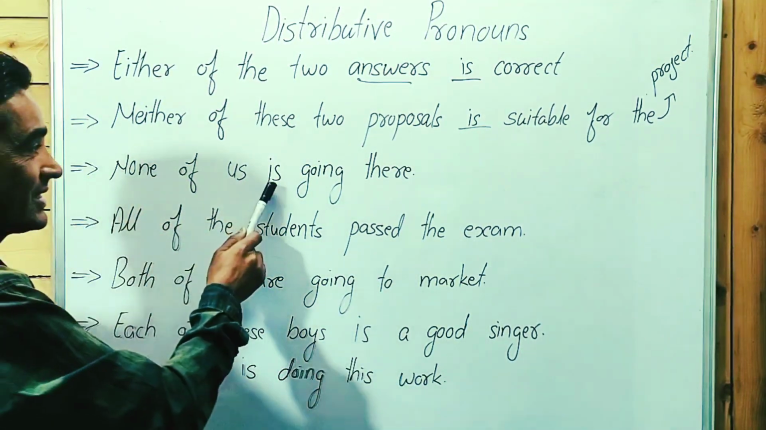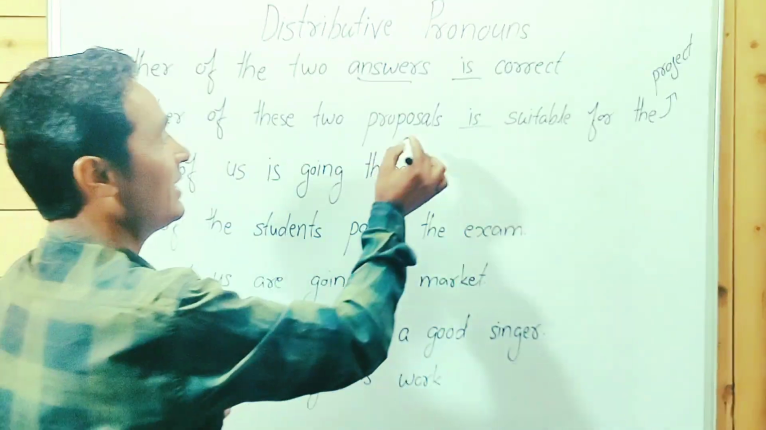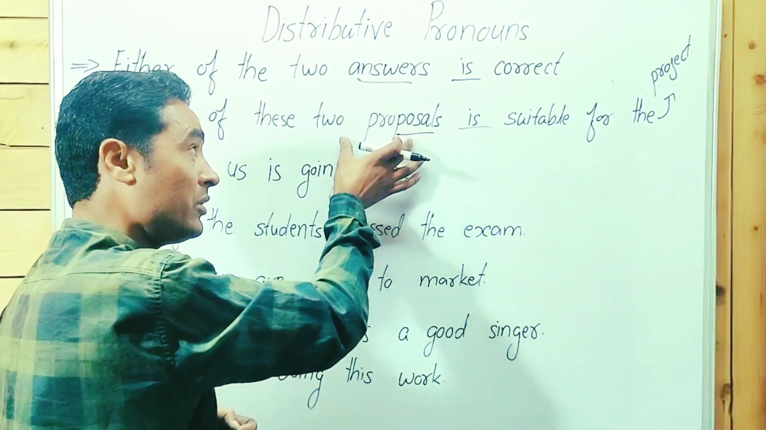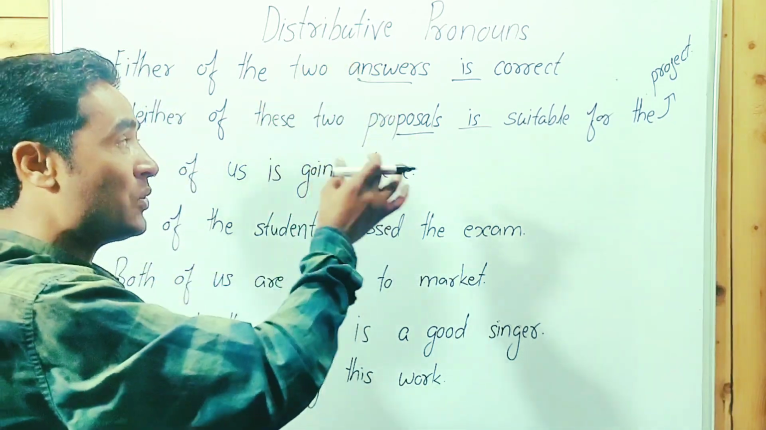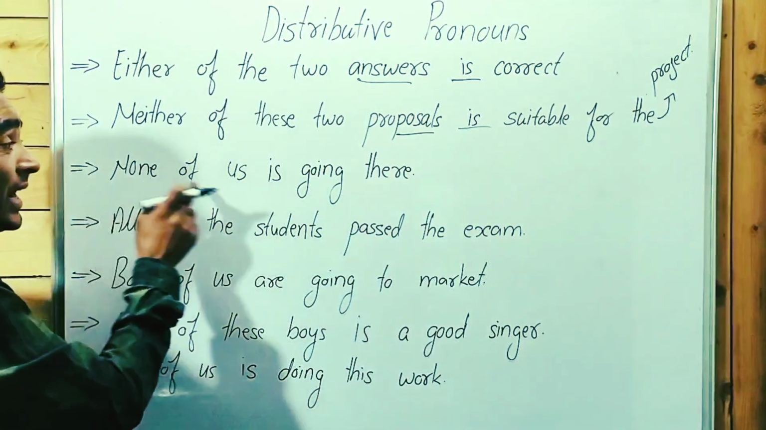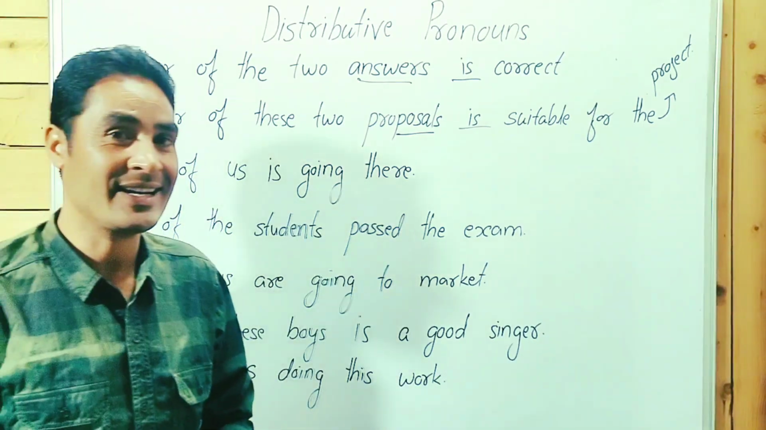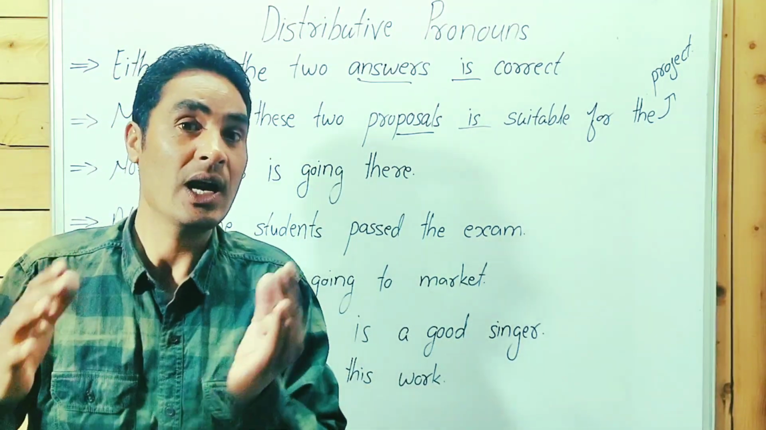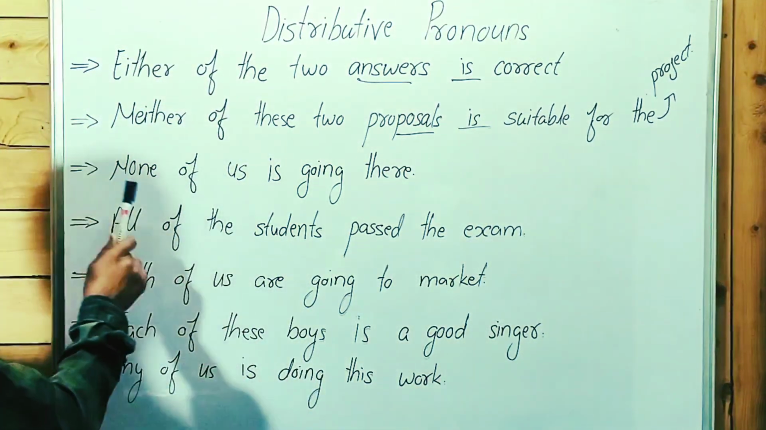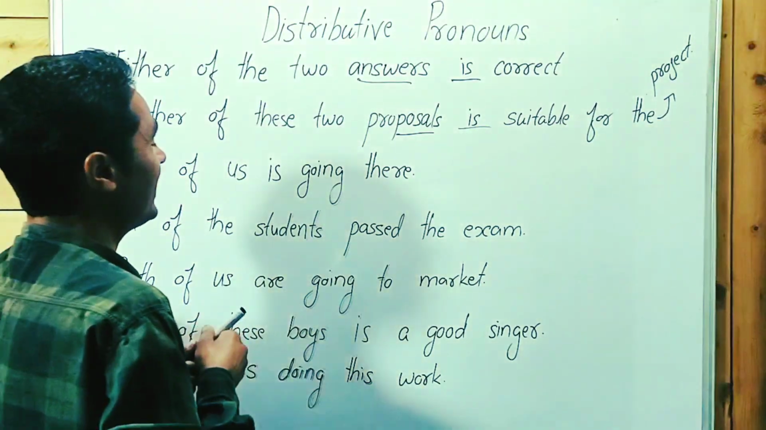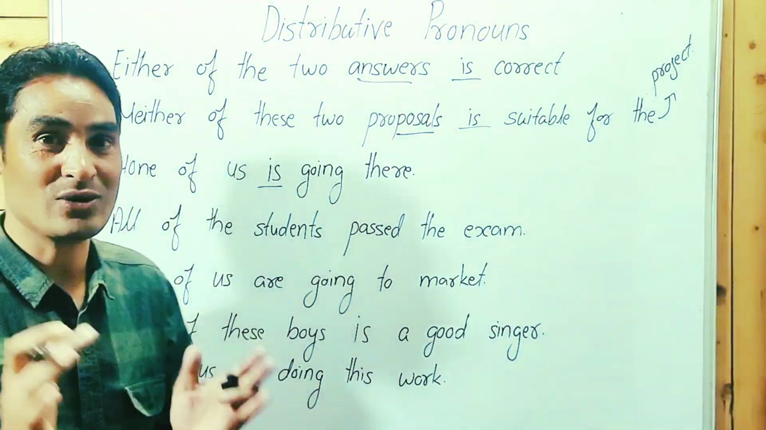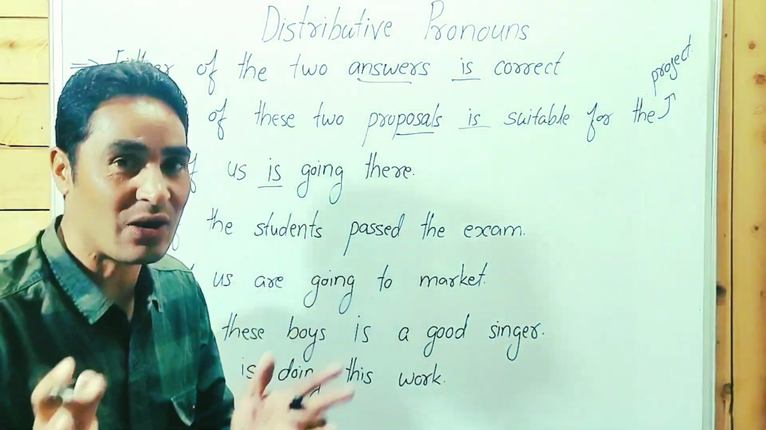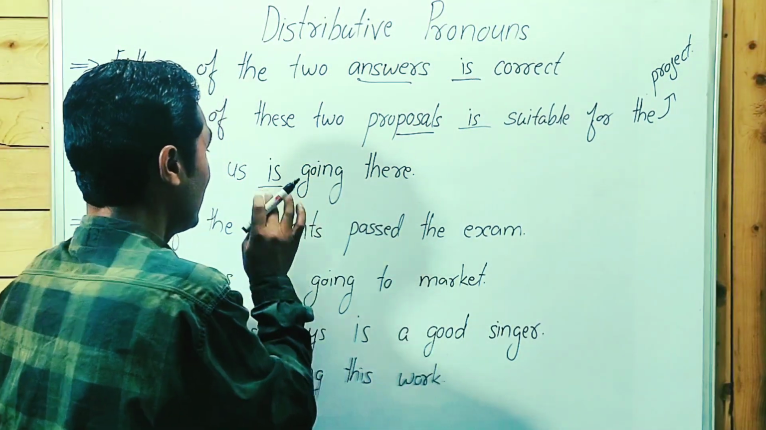None of us is going there. None stands for 0 out of many, 0 out of 3 or more people or things. Here, none of us is going there. None shows us 0, and for 0 we have a singular verb. That's why we have used "is" over here.